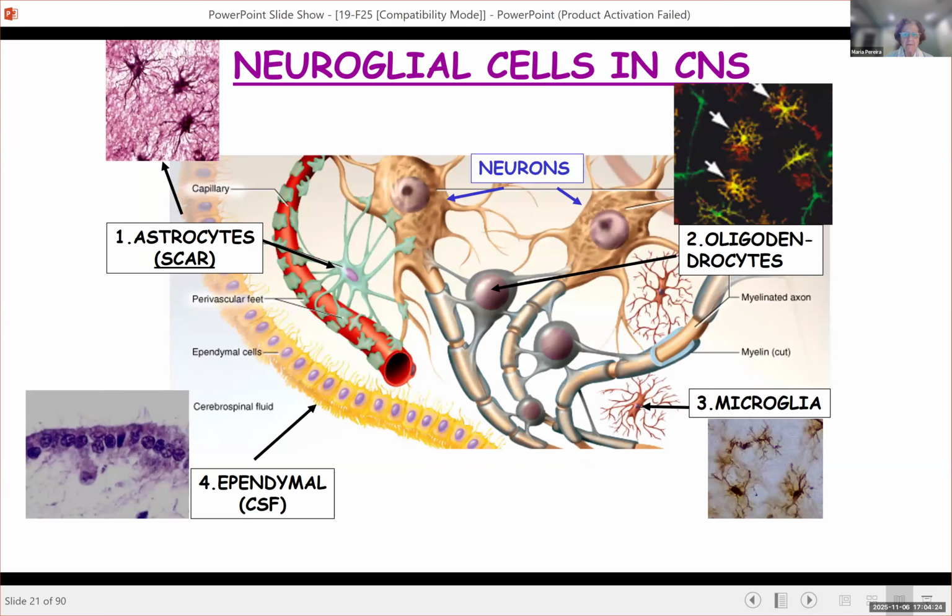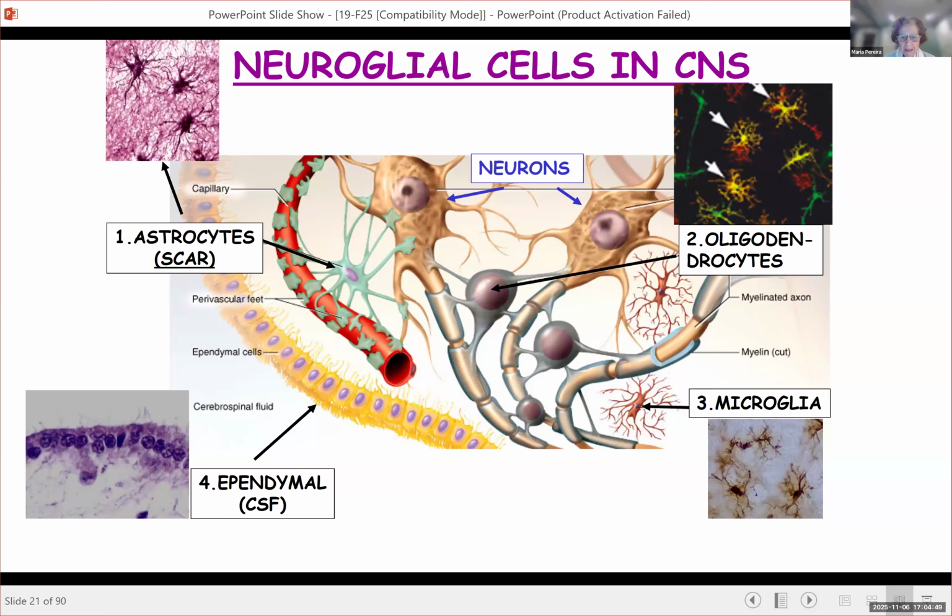Okay, so here we have the neuroglia cells in the central nervous system. There are more neuroglia cells in the central nervous system than in the peripheral nervous system. In the peripheral nervous system, we only have 2 types. Here we have 4 types. Okay, let's start. Well, here are our beautiful neurons.